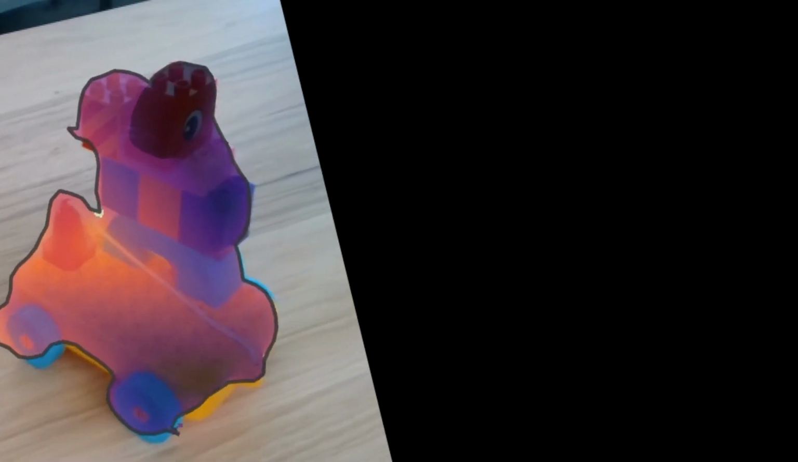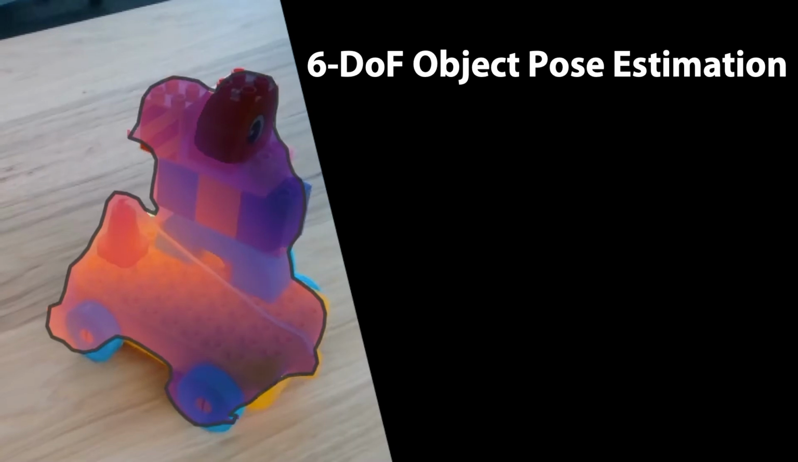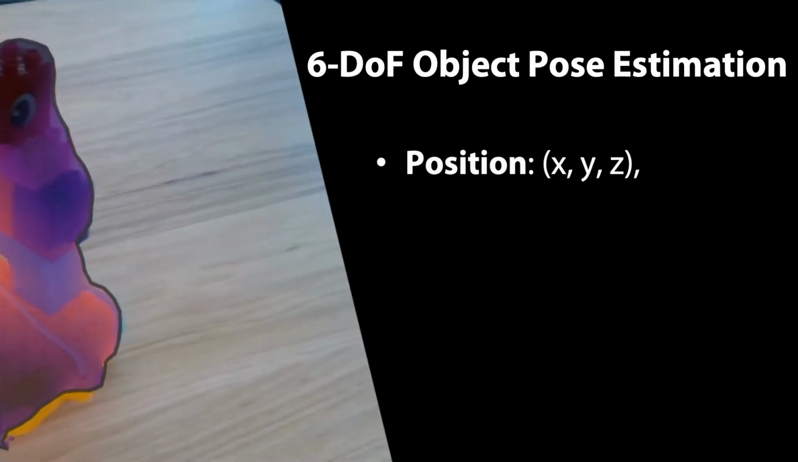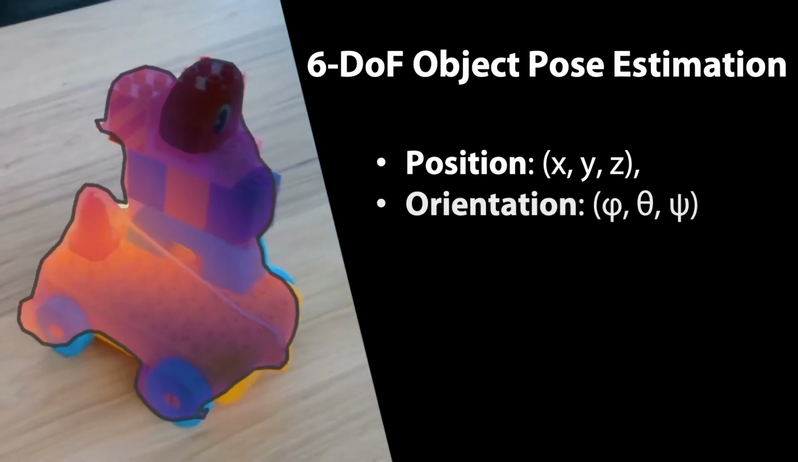We tackle the problem of finding out where an object is in space, also known as the 6th degree of freedom object pose estimation problem. This entails estimating a position in XYZ coordinates and an orientation in Euler angles. The process for estimating a pose typically goes like this.